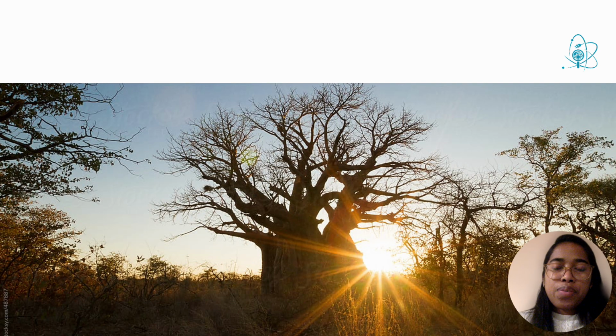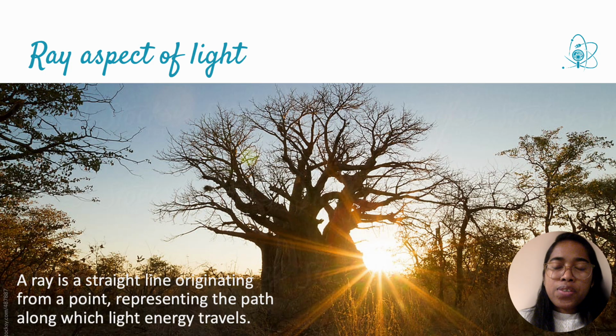So, light is a form of electromagnetic radiation that our eye can perceive when it is in the visible spectrum. A ray is a straight line originating from a point. It represents the path along which the light energy travels.